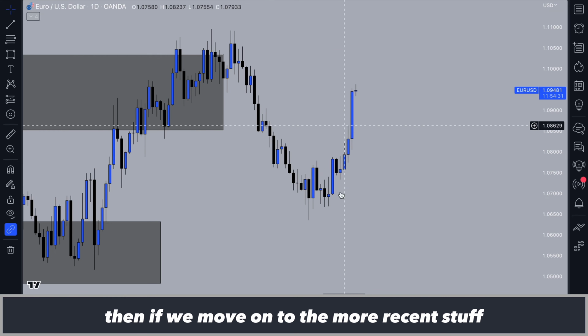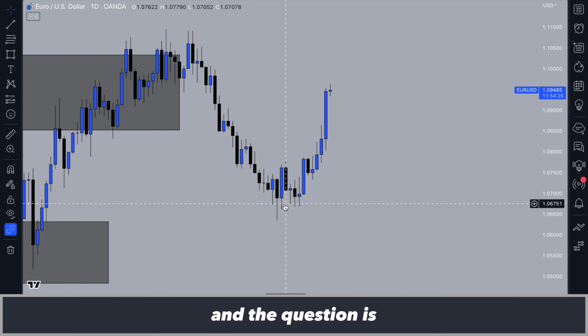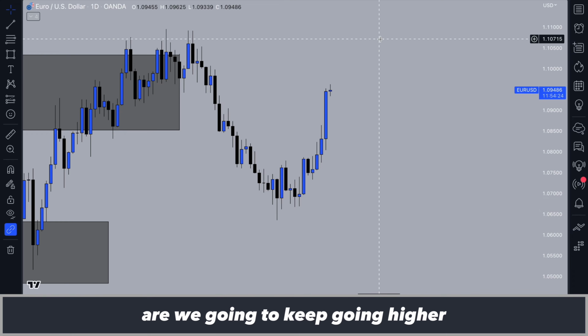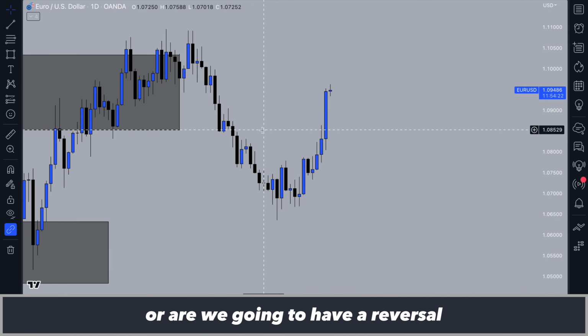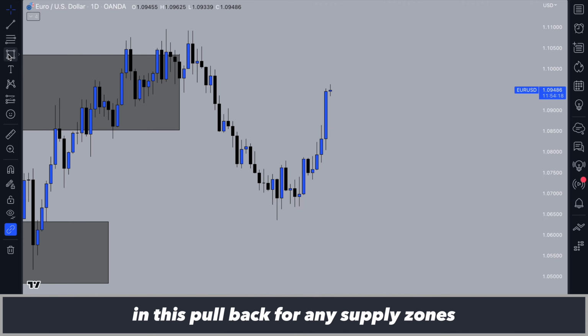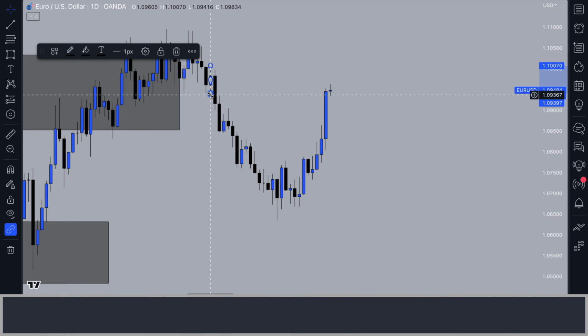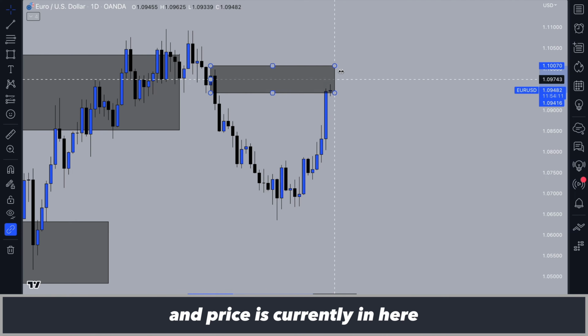But then if we move on to the more recent stuff, what you're going to want to do is, in this case, we've had a pullback, and the question is, are we going to keep going higher or are we going to have a reversal? And a way to determine that is to look in this pullback for any supply zones. So as you can see, there's a supply zone here that we can mark up, and price is currently in here.